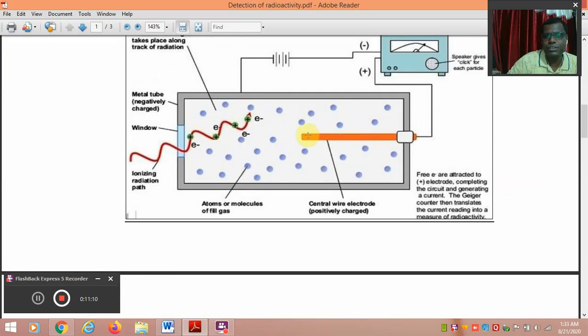So this is the tungsten wire which is present at the center of the tube, and it acts as the anode, so it carries the positive charge. So definitely it's very important. The wall of the cylinder acts as the cathode, which means it carries negative charge, while this tungsten wire acts as the anode, which means it carries positive charge.